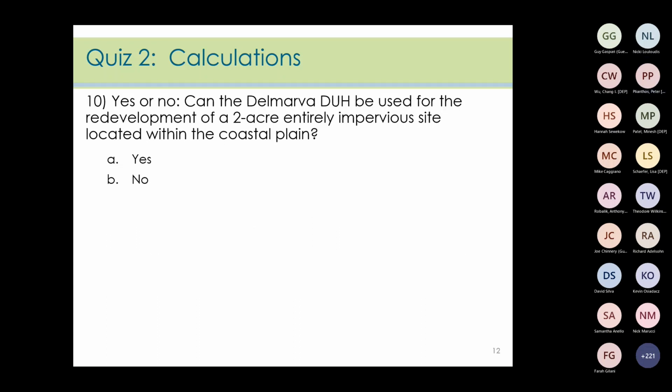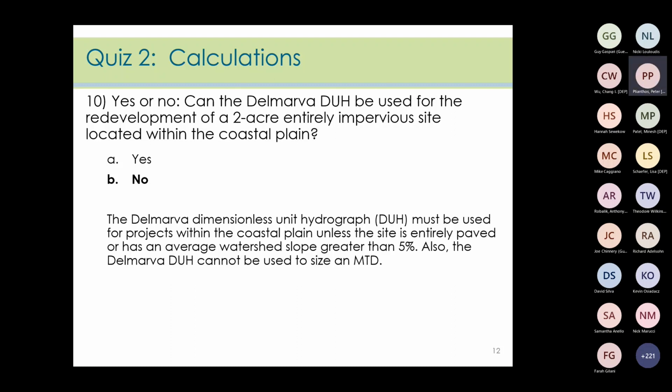Number 10. Yes or no? Can the Delmarva Dimensionless Unit Hydrograph, or DUH, be used for the redevelopment of a 2-acre, entirely impervious site located within the coastal plain? And the answer to this is no. The Delmarva Dimensionless Unit Hydrograph must be used when modeling watersheds within the coastal plain region of New Jersey, with just a few exceptions. It cannot be used to size a manufactured treatment device, or MTD, as it may underestimate the peak flow rate entering the MTD.